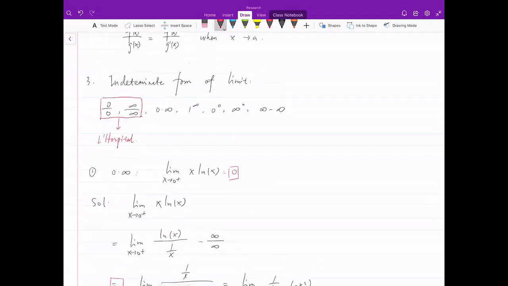We have 7 indeterminate forms. L'Hopital helps us to handle the first 2. For this one, you flip. You can use L'Hopital. For these 3, you just do ln. They all become the third case. We only have 1 more case left.